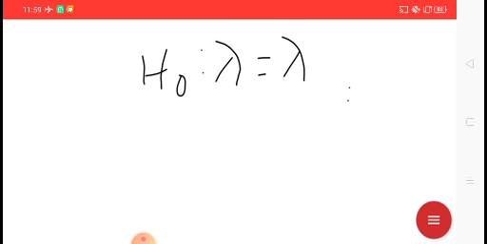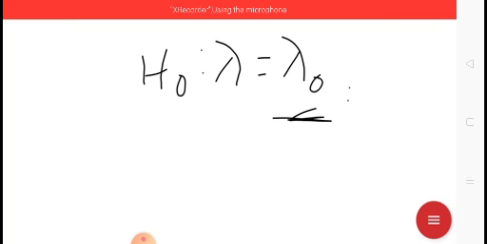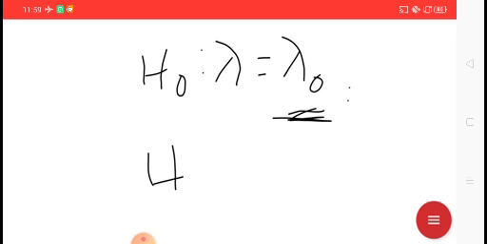So this is for the benchmark that is given in the question. This is always the value that you need to compare. Normally we set this as a benchmark. Then the alternative hypothesis is similar to what you are going to test.